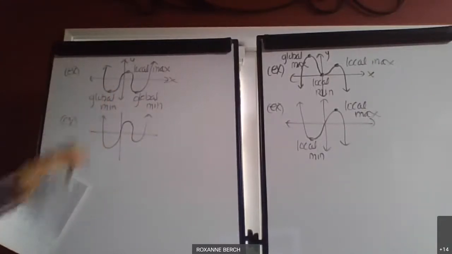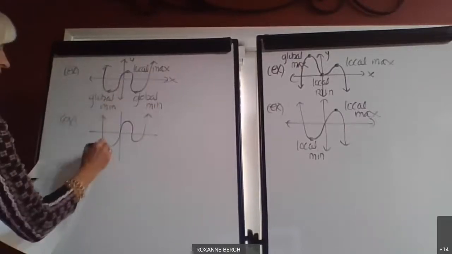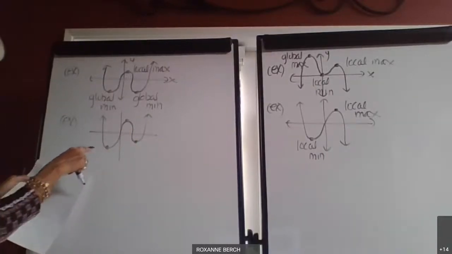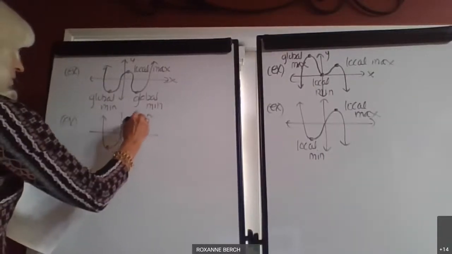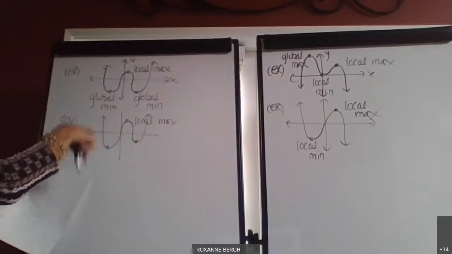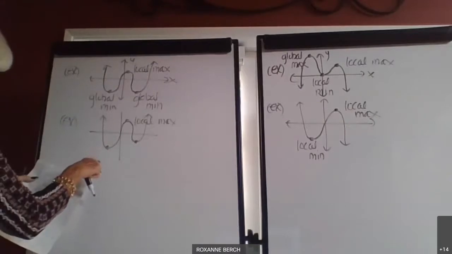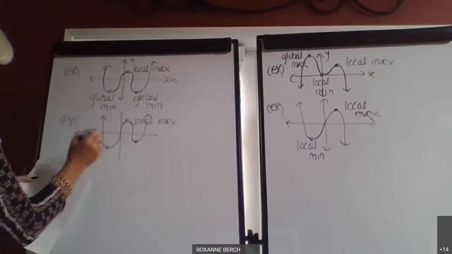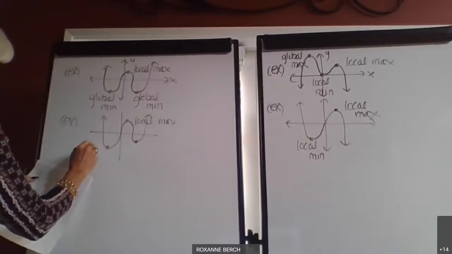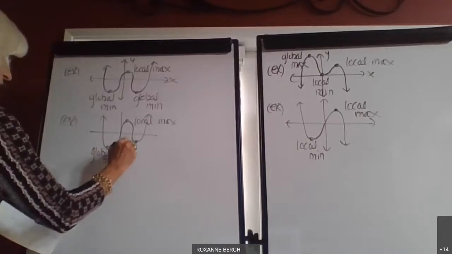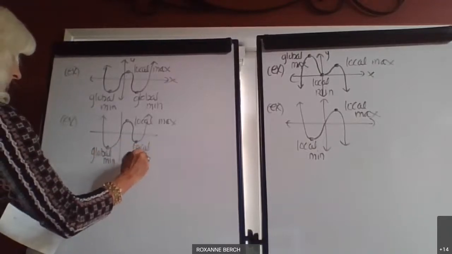So this was a quartic. This is also a quartic because it looks like a W. There's 3 turning points. There's also 3 turning points here, but a little bit different. So once again, this is a local maximum. These are not at the same depth. So this guy would be a global minimum, and this would be a local minimum.